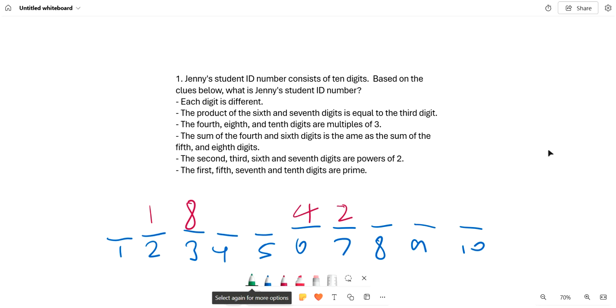So we can see that the 10th digit is prime, and it's also a multiple of 3, so it's just going to be 3. So that means that the 4th and 8th are both either 6 and 9 or 9 and 6, which we can check with this condition right here. It says the sum of the 4th and 6th digits is the same as the sum of the 5th and 8th digits. So let's do casework. There's only 2 cases and it's not really that hard.